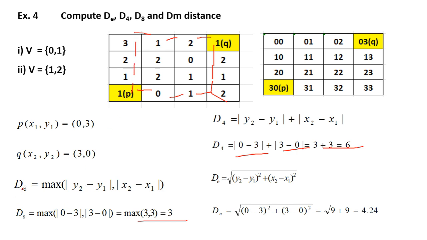Now if we say D8, then we require to take the diagonal neighbors. So the distance is 1, 2 and 3. In this way we can calculate, and this Euclidean distance is nothing but the square root of (y2 minus y1) square plus (x2 minus x1) square. So we are getting the square root of 9 plus 9, that is 18, that is 4.24.